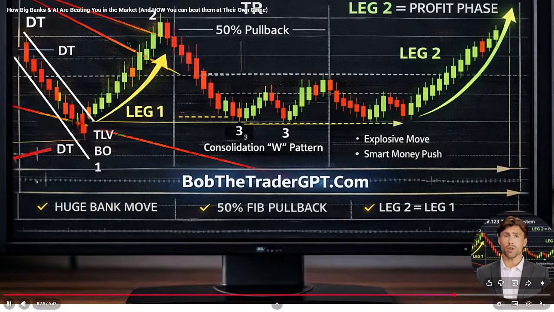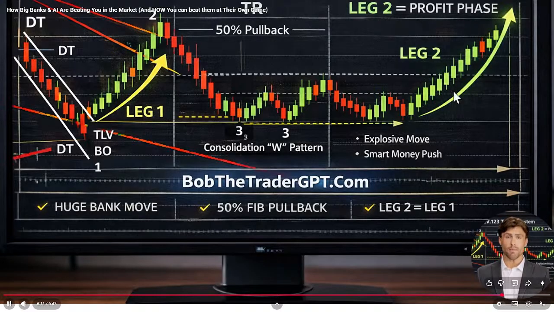So to summarize the flow from left to right on the screen, first, we begin with a real downtrend. Second, the market reaches point 1, where the breakout and trendline violation happen at the same place. Third, price expands upward into leg 1. Fourth, price reaches point 2, the top of leg 1. Fifth, the market pulls back and consolidates inside the trade range. Sixth, point 3 forms at the bottom of that trade range. Seventh, price begins to turn upward again and breaks into leg 2. And finally, leg 2 becomes the profit-producing move.